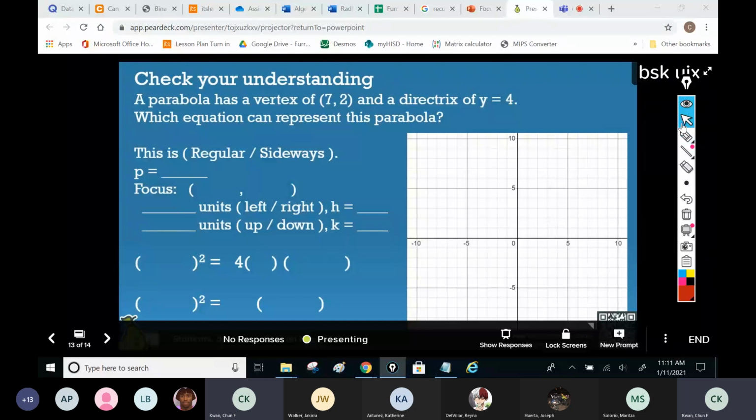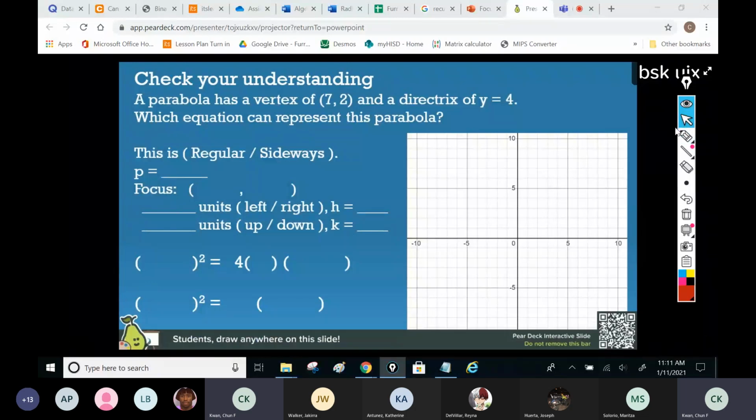All right, so let's try this problem right here. Check your understanding. A parabola has a vertex that is (7, 2) and a directrix that is y equals 4. I'm giving you two pieces of information: the vertex is (7, 2), the directrix is y equals 4. Now I want you to figure out which equations can represent this parabola.